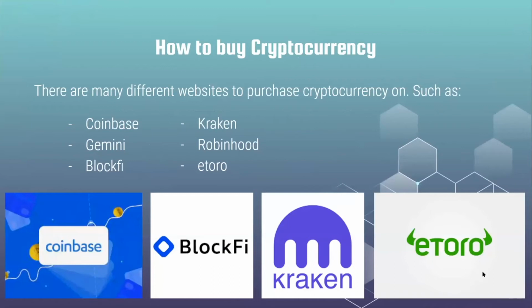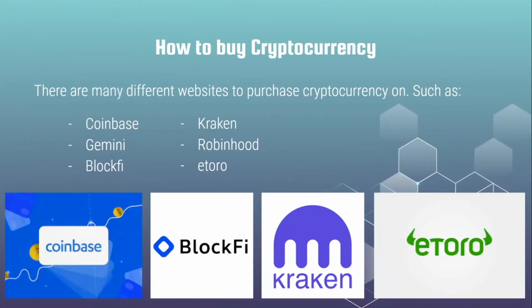Let's get into how to buy cryptocurrency. There are many different websites to purchase cryptocurrency on, such as Coinbase, Gemini, BlockFi, Kraken, Robinhood, and eToro. I'd say be careful when you buy cryptocurrency because, first of all, you want to make sure that it's on a site that you can trust.